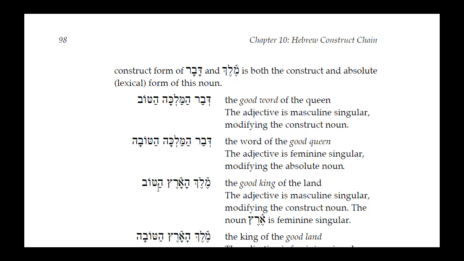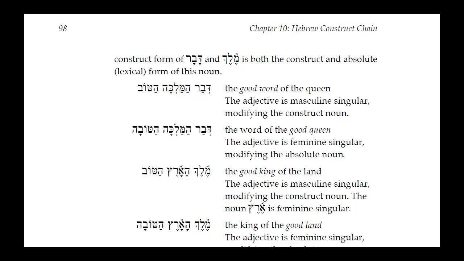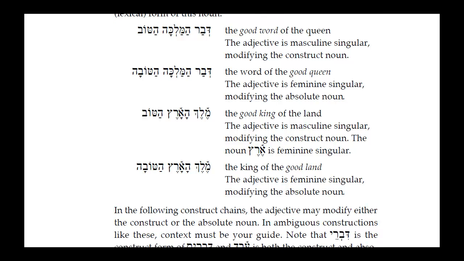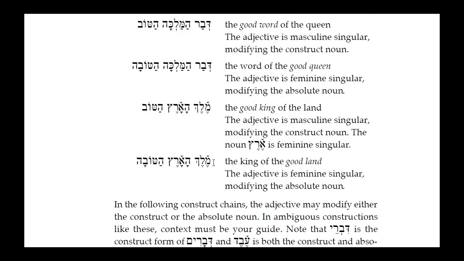You want to look for the adjective and see, does it agree in gender? What noun does it agree with in gender here? Does it agree with melech? Yes, melech is masculine and tov is masculine. Does it agree with haaretz? No, haaretz is feminine. So we would translate this in English as the good king of the land. That's the key: look at the gender and then look at the number, whether it's singular or plural.